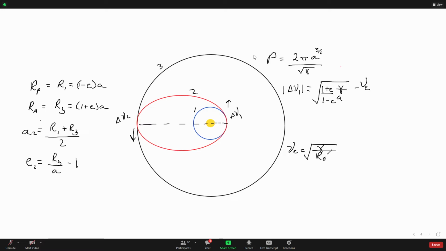And what's delta V2? Well, delta V2, I'm going to put in an absolute value, is the square root. It's at apogee. So 1 minus E over 1 plus E, gamma over A, minus, let's see, that's going to be now minus the velocity of Saturn in its orbit. But I have to put this in absolute value. I did it backwards. So now I know my delta V's.